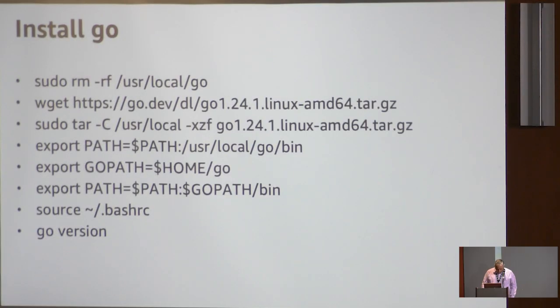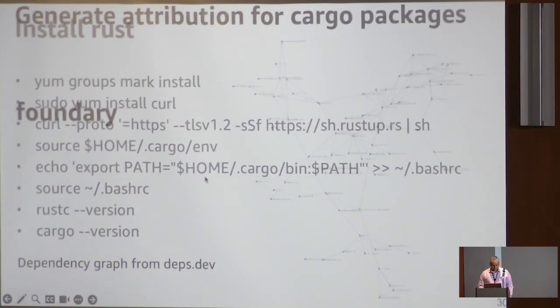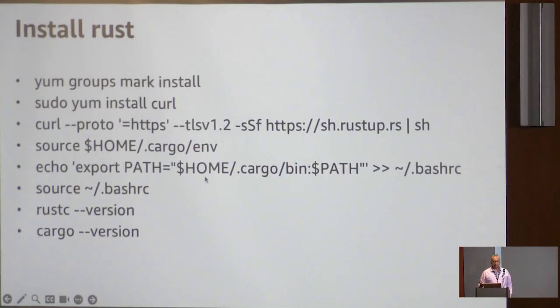Sorry, I went back. Okay, so for Cargo, the example package I used was Foundry, and you can see it has a fairly complex dependency graph again. Because my system was a clean Amazon Linux machine, I had to install Rust and Cargo on that machine.